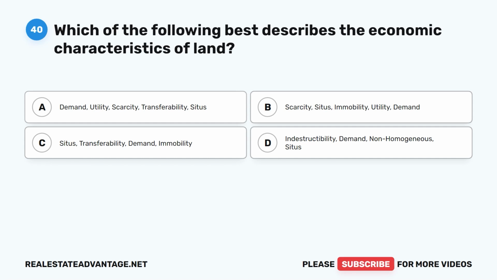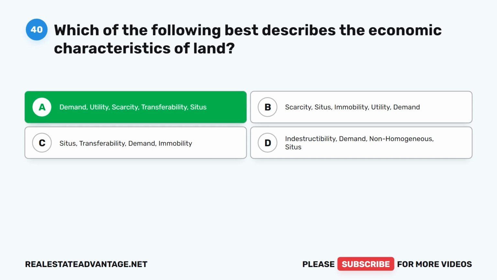Question 40. Which of the following best describes the economic characteristics of land? A. Demand, utility, scarcity, transferability, situs. B. Scarcity, situs, immobility, utility, demand. C. Situs, transferability, demand, immobility. D. Indestructibility, demand, non-homogeneous, situs. The correct answer is A.